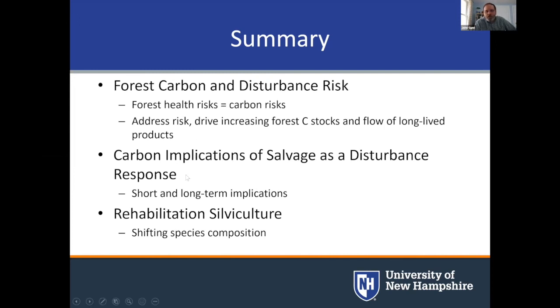But thinking also about salvage as a disturbance response, I think we really need to think through some of these short and long-term implications. I know I was guilty of this in one of my first jobs in forestry, right after the 98 ice storm. I think we were way too aggressive in pursuing the damaged trees in these stands, and I think that set back quality and some of these dynamics for a long time. So salvage is a decision that has long-term implications for carbon, but also for the future quality of these stands. And then, just highlighting our tools in terms of rehabilitation silviculture, we should think about how we shift species composition over time in ways that are adaptive, and try to anticipate risk as best as we can.